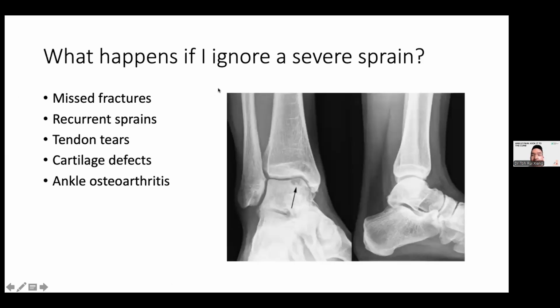So what happens if you have a severe sprain and you miss it, or you choose to ignore it? Number one, you can have a missed fracture, and if the fracture is missed, it can go into malalignment, which is poor alignment of your ankle or foot. You can have recurrent sprains, which is persistent instability. Whenever you play sport or jog, you feel unstable or you have pain. Or you can have tendon tears, which cause you pain with activities and strenuous movements. You also can have cartilage defects, and these cartilage defects are worrisome because they can end up in ankle arthritis 10 to 15 years down the line.